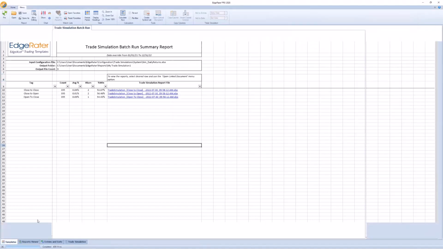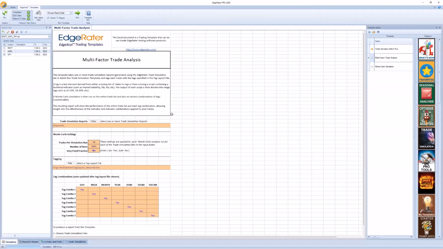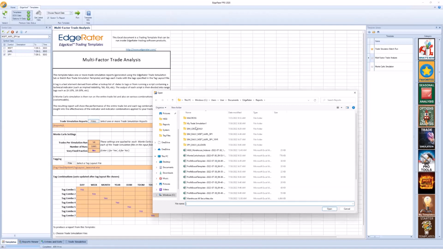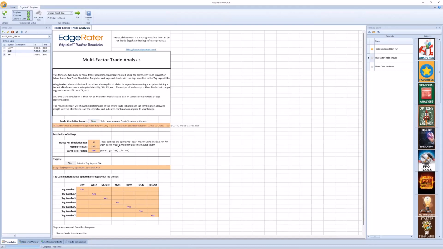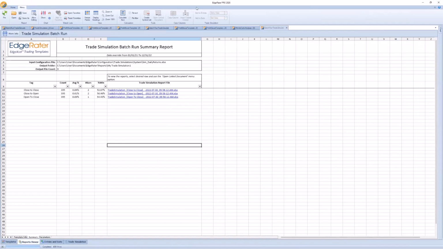And once you've done that, go to your multi-factor trade analysis, use the defaults again, but this time you do have to choose the simulation report. You'll find that in whatever the output folder was. You can use the close to close. Click on open there, and then choose your tag combinations or tag file. The seasonal file is on by default, but obviously there are other tags that you might want to test, or you might have your own types of tagging to use. And a technical analysis tag can be any technical indicator.